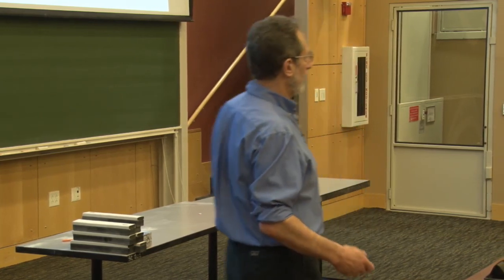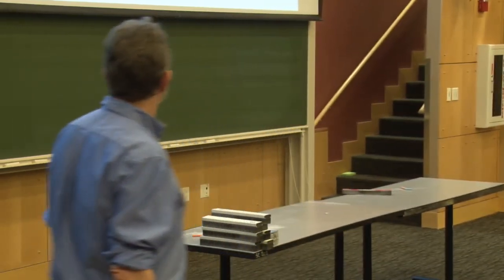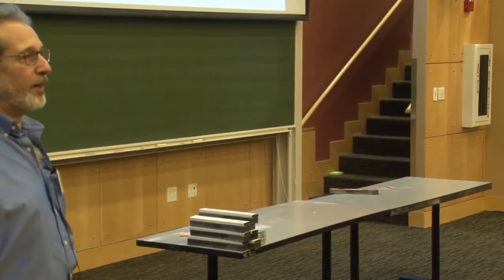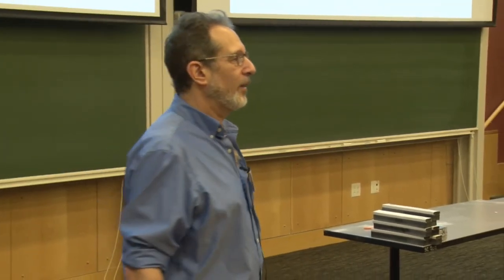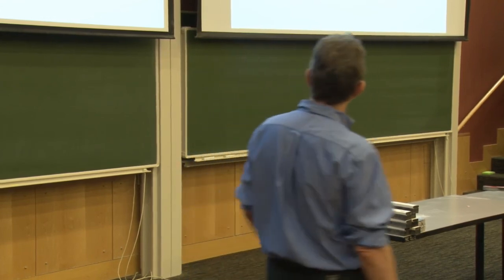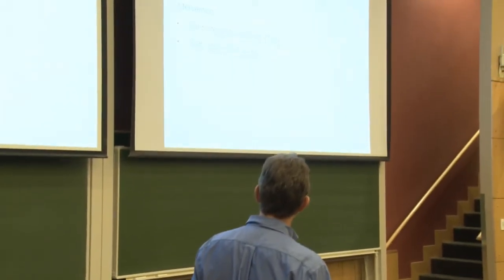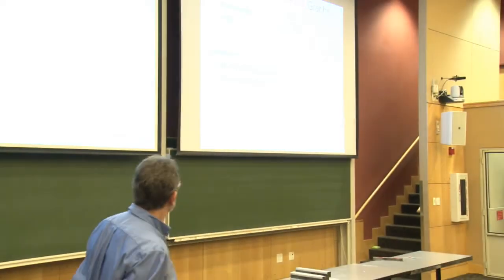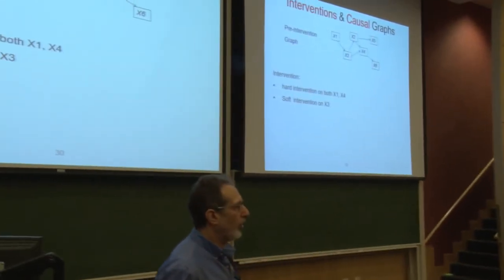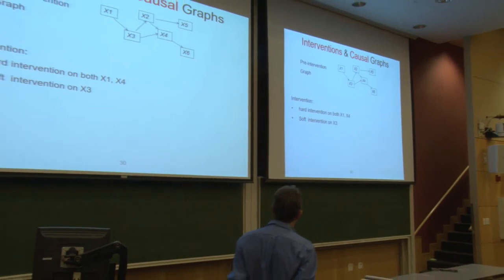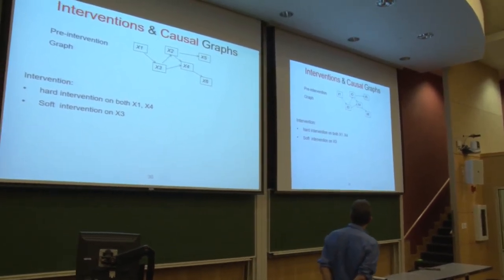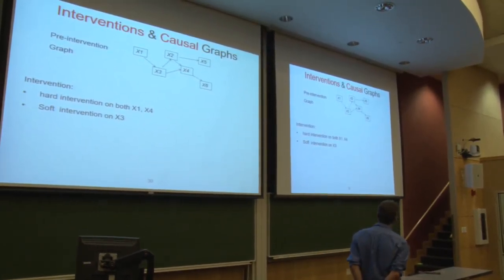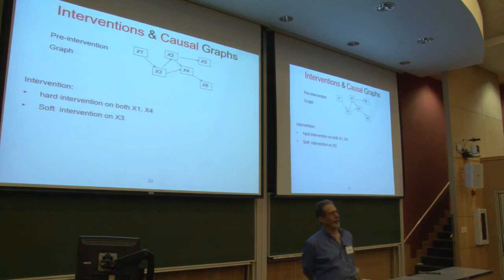Okay, take out your pencils. I'm going to give you a couple of exercises to make sure you get this nailed down. Get a piece of paper, write down that pre-intervention graph, and then figure out what you think happens in the case where I do a hard intervention on both X1 and X4, but I do a soft intervention on X3.